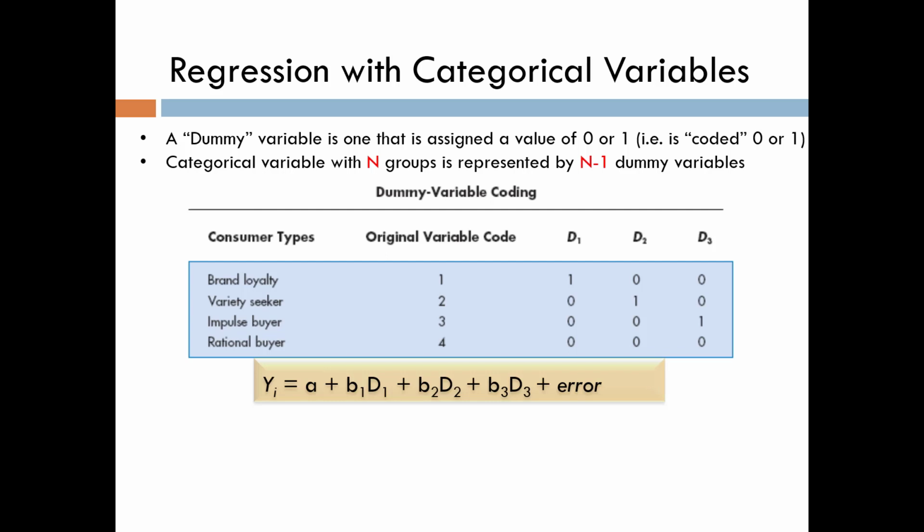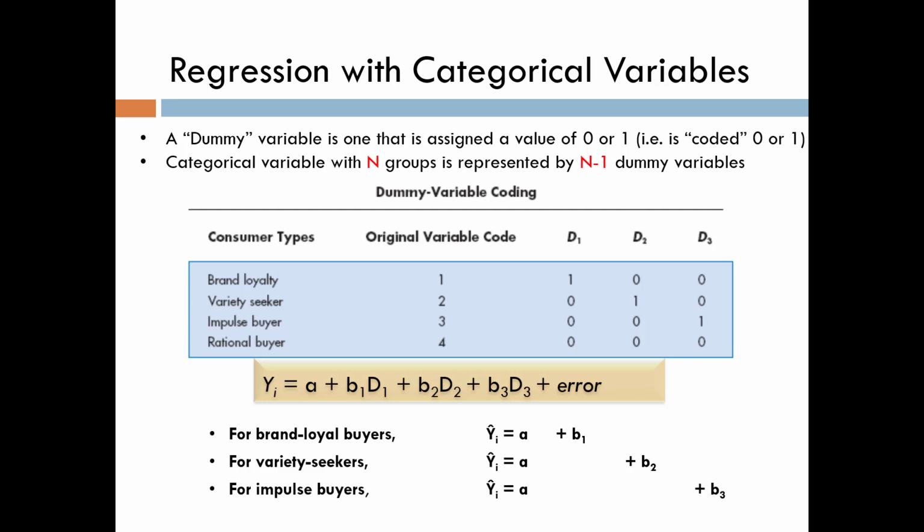You could then run a regression with D1, D2, D3 as the independent variables. Once you get the output, and assuming the coefficients are significant, you could predict the dependent variable by plugging in the values for each of the dummy variables for a given consumer type. For brand loyals, the prediction for Y would be the intercept plus the coefficient for D1, since all the other terms would be 0. For variety seekers, the prediction for Y would be the intercept plus the coefficient for D2. For impulse buyers, the prediction for Y would be the intercept plus the coefficient for D3. And for rational buyers, the prediction for Y would be just the intercept, since all the dummy variables would equal 0.